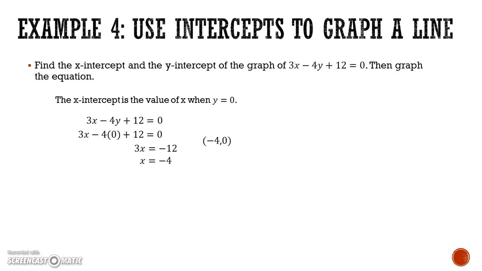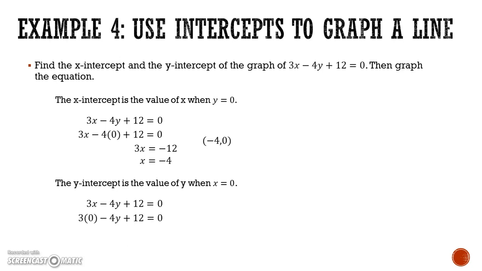Likewise, the y-intercept is the value of y when x is 0. So we're going to substitute 0 for x into our original equation. So we get negative 4y plus 12 equals 0. We're going to subtract 12 again, so we get negative 4y equals negative 12. Divide each side by negative 4, so y equals 3. The y-intercept is 3. The graph crosses the y-axis at 0, 3.